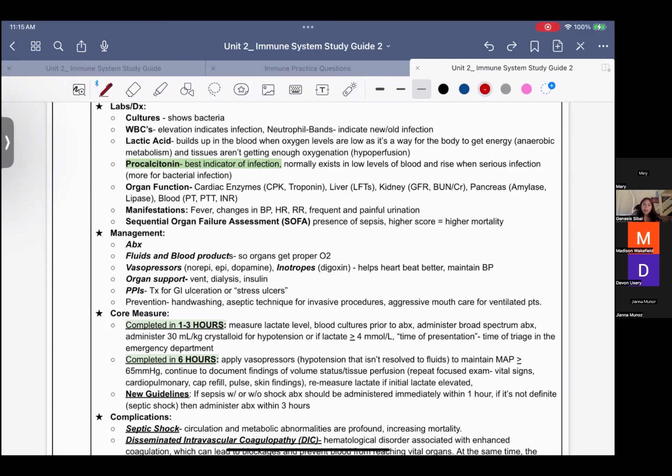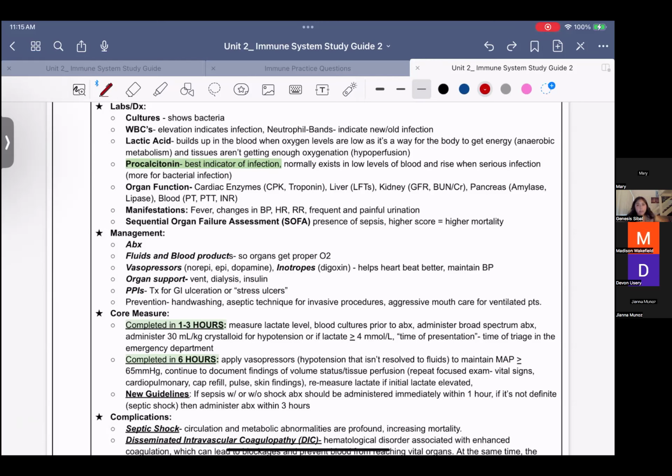So with lactic acid, procalcitonin is technically a better indicator, but the reason why we always run lactic acids in the hospital setting is just because they're cheaper. So unfortunately, capitalism gets the best of everybody. But I would just say that usually procalcitonin is the best indicator of infection, because with lactic acid, your lactic acid can be high for a multitude of reasons, right?